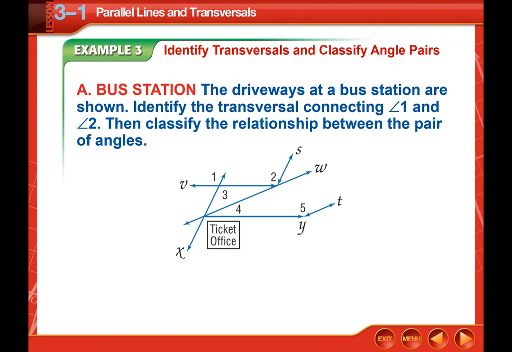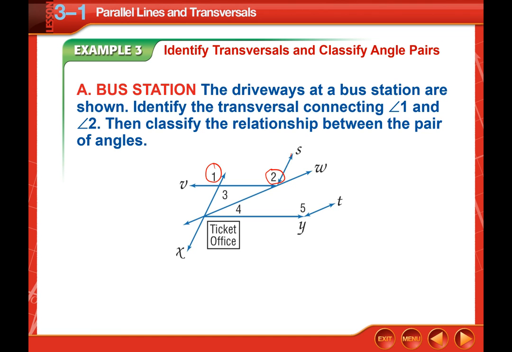Okay, so a slightly more complicated word problem. The driveways at a bus station here are shown. So we have many different lines. We need to identify the transversal that connects angle 1, which is here, and angle 2, and then classify the relationship between the pair of angles.